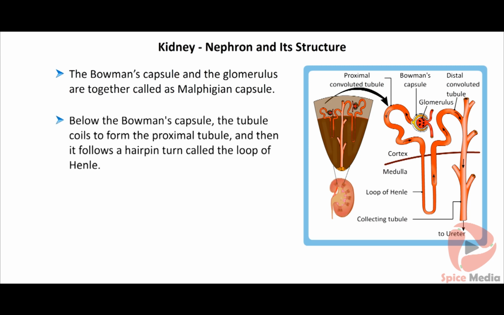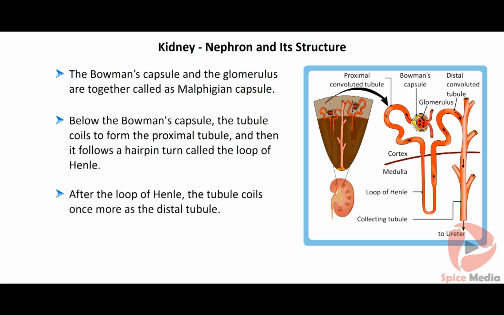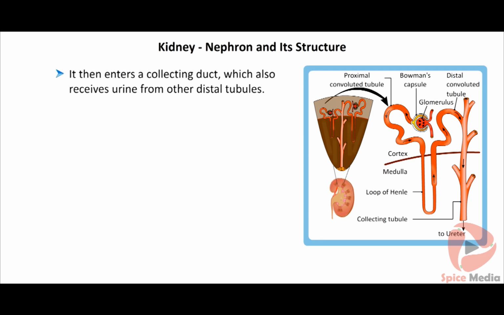Below the Bowman's capsule, the tubule coils to form the proximal tubule, and then it makes a hairpin turn called the loop of Henle. After the loop of Henle, the tubule coils once more and moves upwards, and is called the distal tubule. It then enters a collecting duct, which also receives urine from other distal tubules.